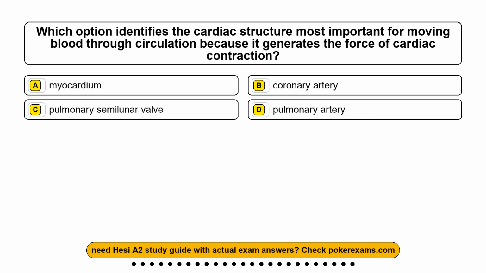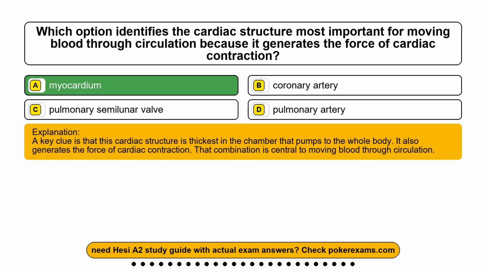Question 18. Which option identifies the cardiac structure most important for moving blood through circulation because it generates the force of cardiac contraction? Option A, myocardium. Option B, coronary artery. Option C, pulmonary semilunar valve. Option D, pulmonary artery. The correct answer is option A, myocardium.